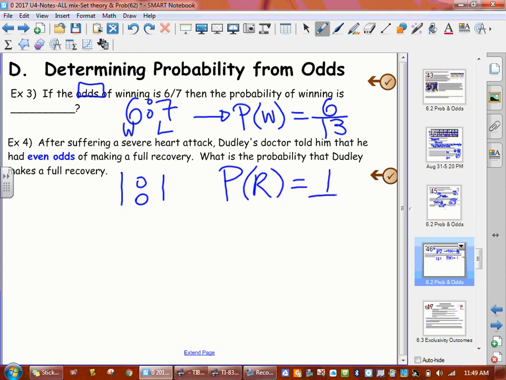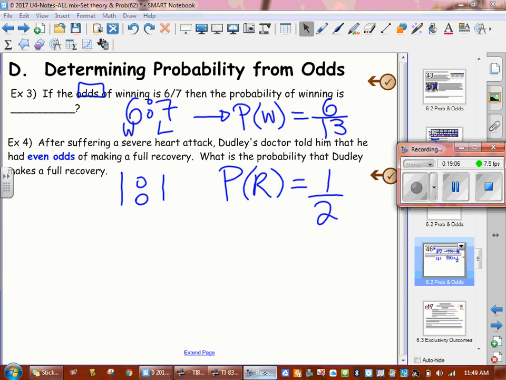So the probability then, we have to add both odds numbers. 1 plus 1 gives us our total 2 on the bottom. Okay? This concludes probability and odds.